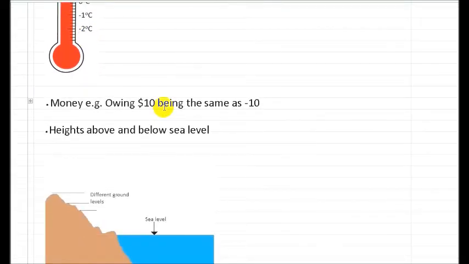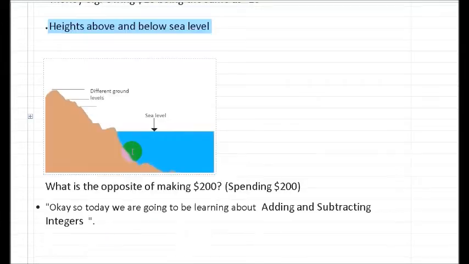Another example, owing $10 being the same as -10. Another example, heights above and below sea level. This is sea level, and here below sea level, and here above sea level. Okay? Is it clear? Okay, thank you.